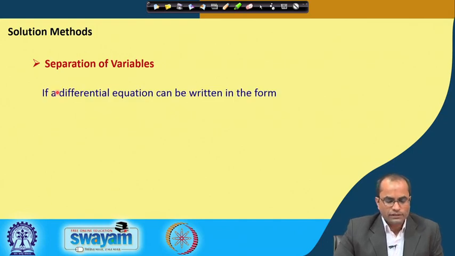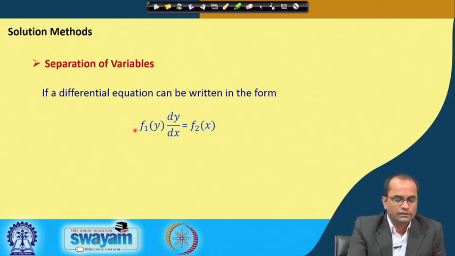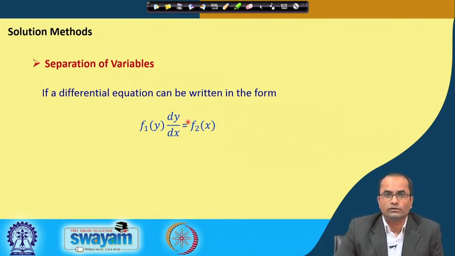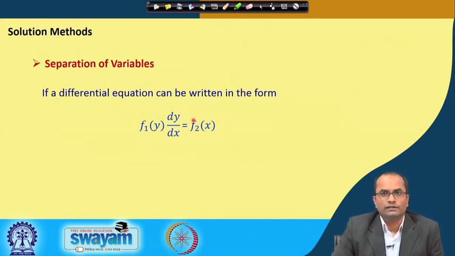Here, if a differential equation can be written in this form, f1(y) dy over dx is equal to f2(x), the point is that everything that is a function of y we can collect on one side, and on the other side the function of x. In that case, we call this equation variable separable, because now we can easily integrate this, with the left hand side only a function of y and the right hand side everything a function of x.